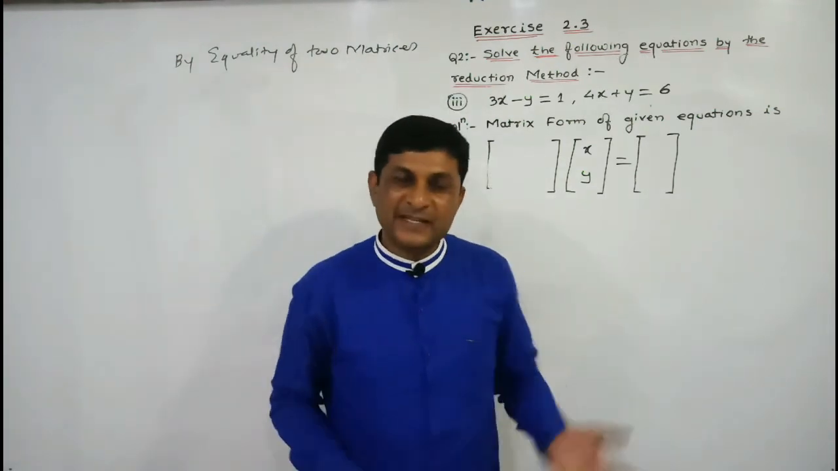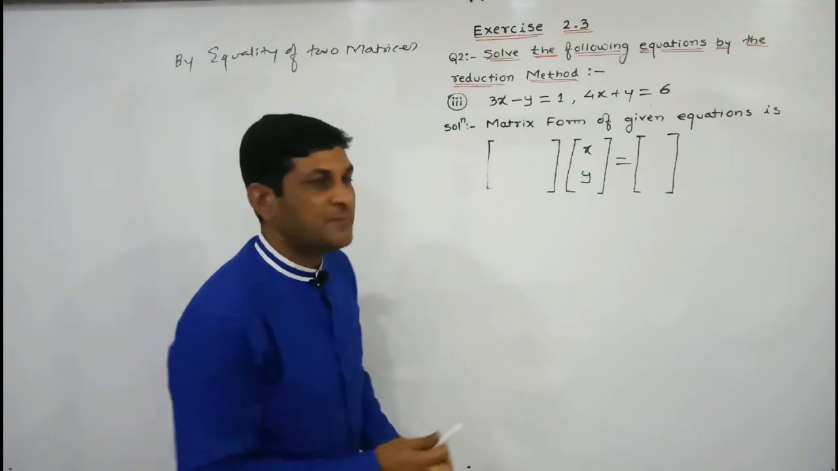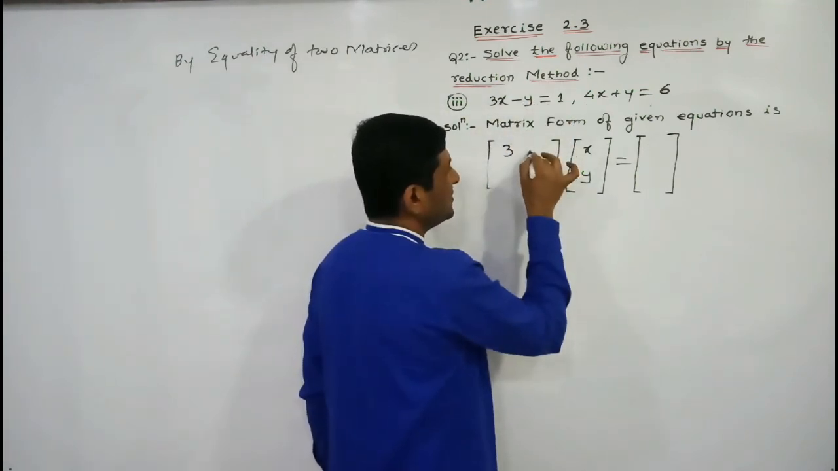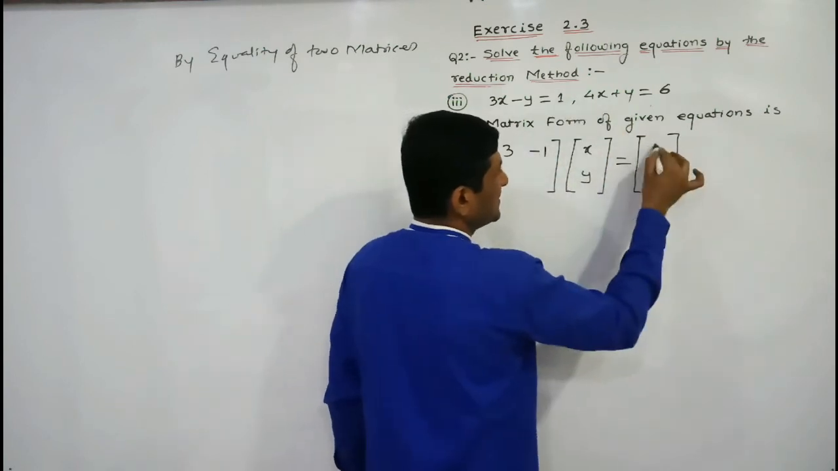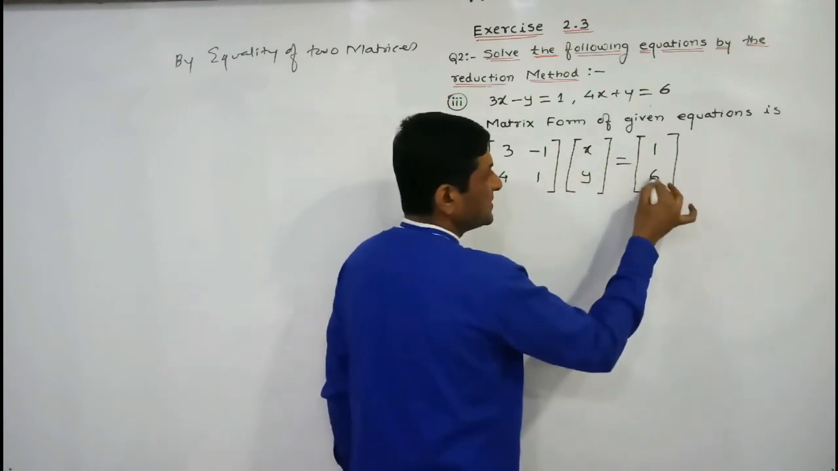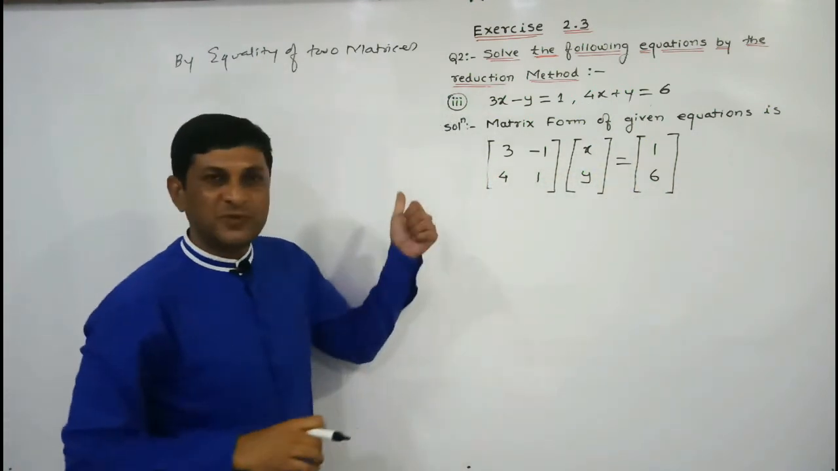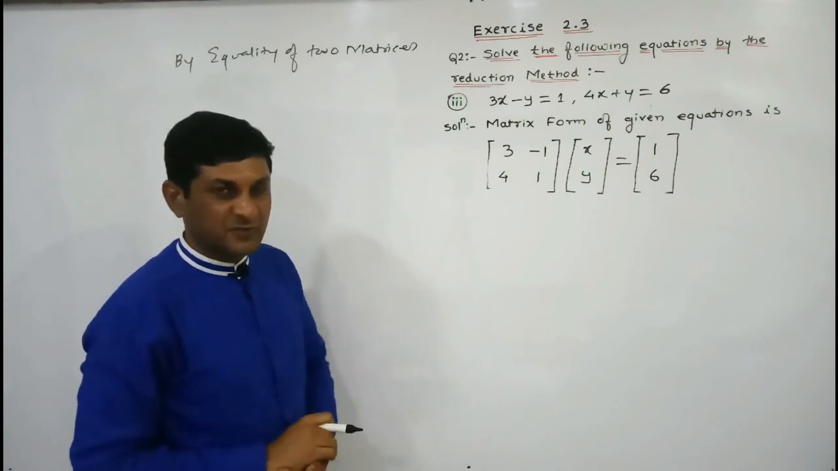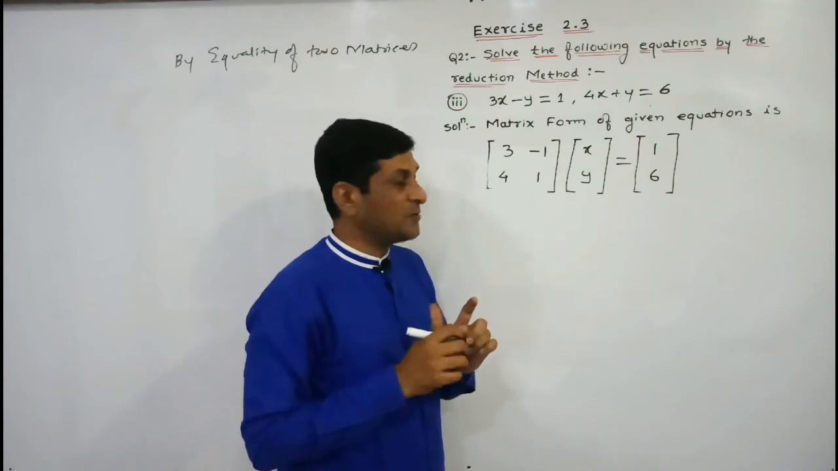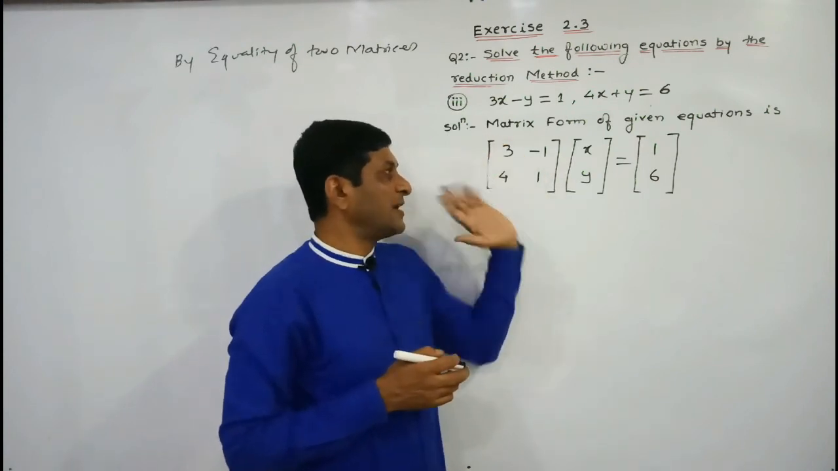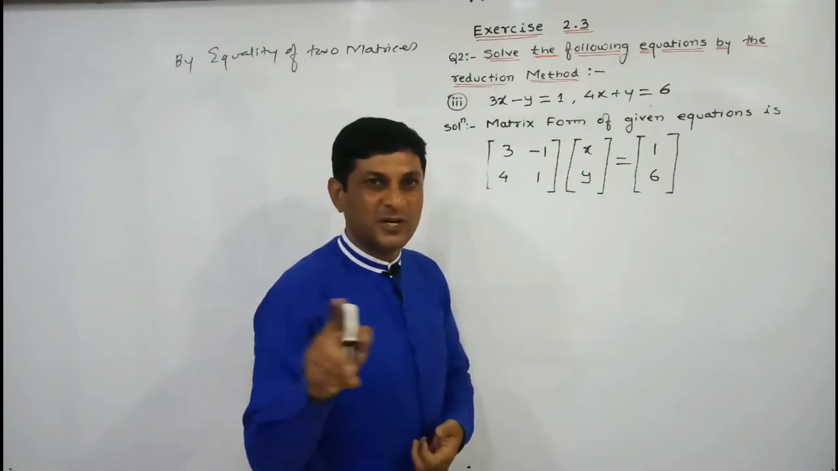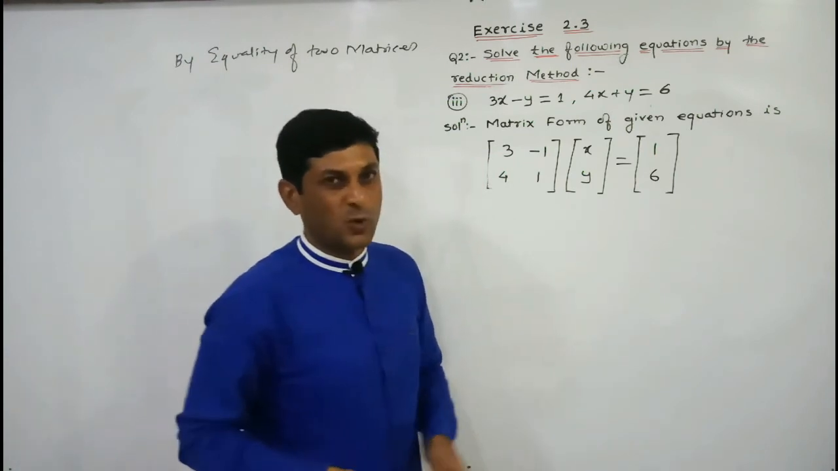Now observe the third example. First we write the given equation in the matrix form. Here the matrix equation is: coefficient of x is 3, coefficient of y is minus 1, constant term is 1. Coefficient of x is 4, coefficient of y is 1, constant term is 6. Now we convert this matrix into an upper triangular matrix, meaning we have to convert all the elements below the diagonal element into 0. Only one element is there below the diagonal, so we have to convert 4 into 0 applying a row transformation.